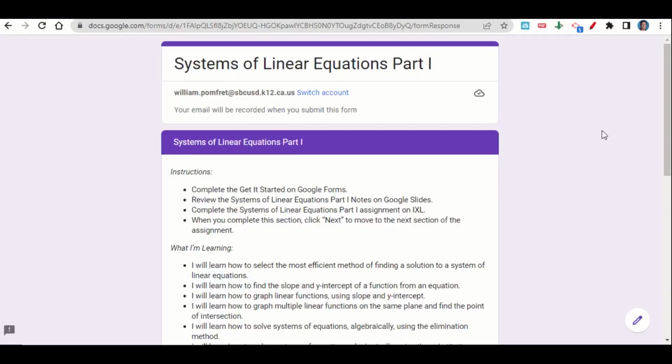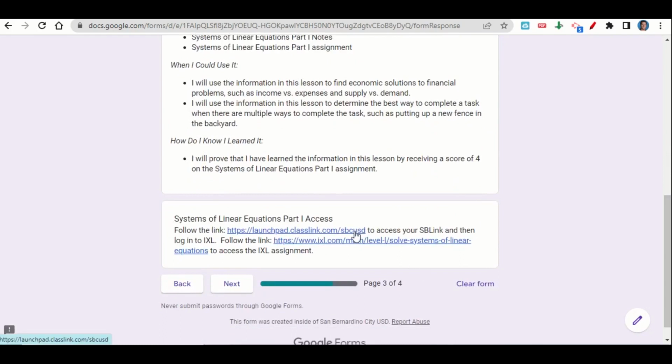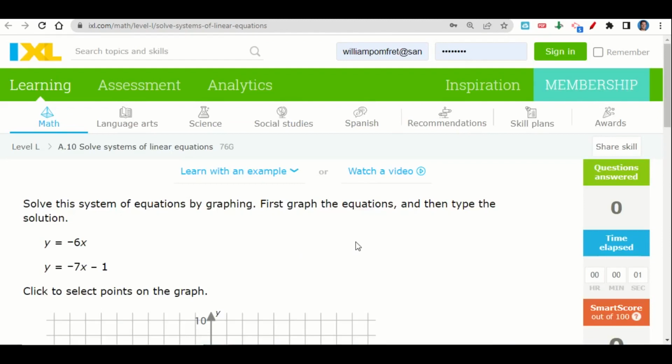Let's take a look now at the Systems of Linear Equations Part 1 assignment. The assignment begins with the learning goals and success criteria. If we scroll down, there's a link here that'll take you to SBLink. This will allow you to log in so that you can access the IXL activity. So go ahead and go there and log in. Once you've logged in, return to the Google form and then click on this link here. This will take you to your IXL activity. And it should take you to a page that looks like this.